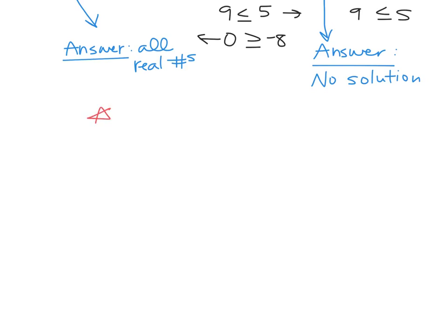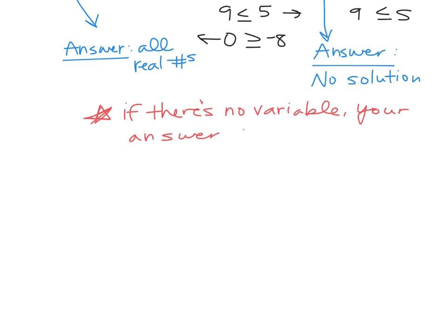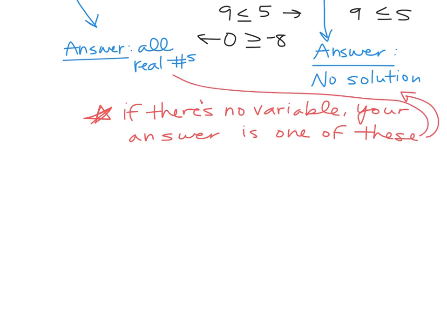Actually, let's do this. Just if you're taking notes, put this with it. If there's no variable, your answer is one of these. Either no solution or all real numbers. Okay, so this is like example 5 in the book.